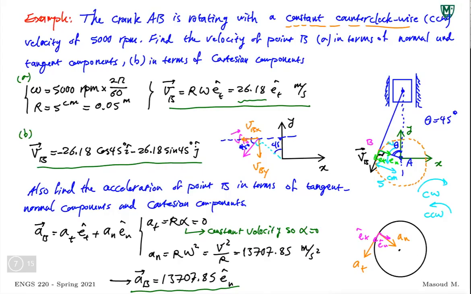Now again, you're asked to convert this into a Cartesian coordinate system, or represent that in a Cartesian coordinate system. The same story, you just decompose this vector. All you do is that now you have a vector in the normal direction, pointing from point B to the origin of your Cartesian coordinate system, and you can find just the components.